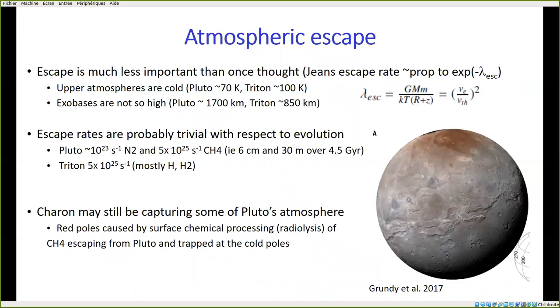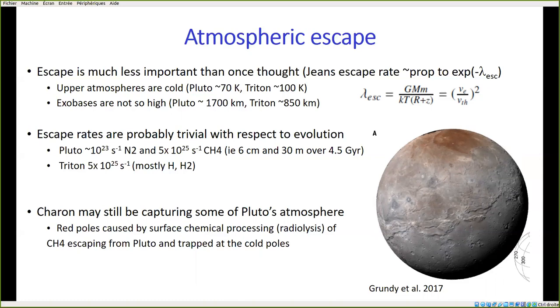Finally, the consequence of this low upper atmosphere temperature is that it makes Pluto's atmosphere more compact than was thought, and therefore escape rates are much smaller than previously thought. In fact, for both Pluto and Triton, the upper atmospheres are cold and the exobases are not very high, and therefore the thermal escape remains actually low. And when putting numbers on this, it appears that these escape rates, if they are extrapolated to the age of the solar system, are relatively inconsequential for the object's evolution.